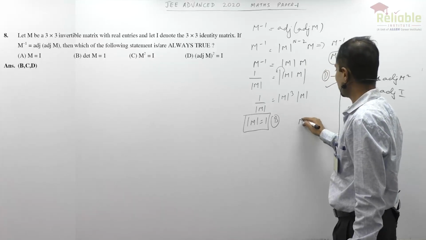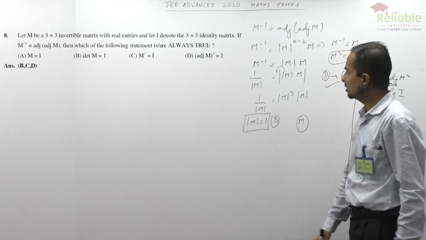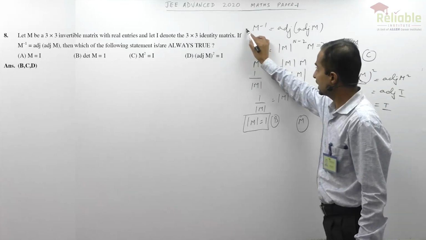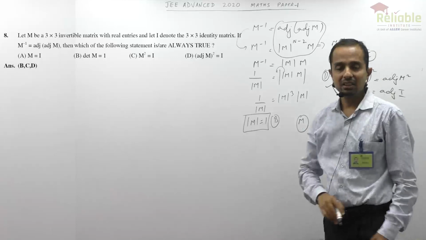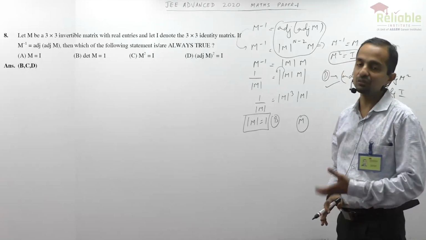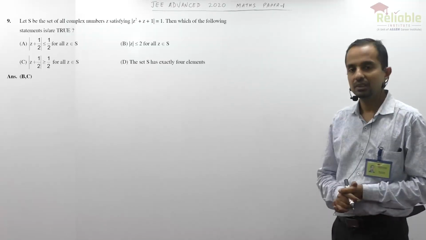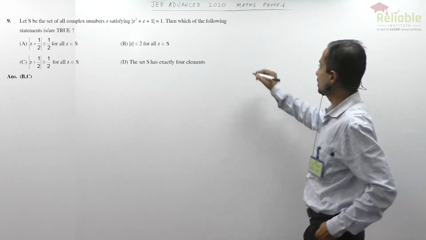Now this is a moderate problem, I would say, not a tough one. But yeah, a student might get stuck over here. That is, he should know that this is the deal. Else it will become a little difficult if we were to prove this one as well. Now let's discuss question 9, that's on complex number.